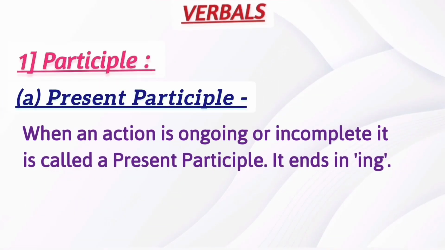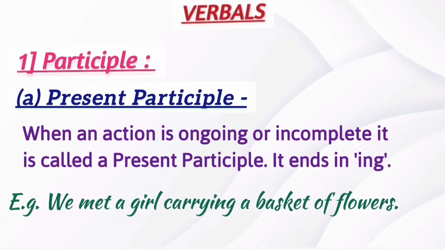When an action is ongoing or incomplete, it is called a present participle. It ends in ing. For example, we met a girl carrying a basket of flowers. In this sentence, the main verb is met and the word carrying tells us something about the girl and also the action performed by the girl. So the word carrying is acting as a verb as well as an adjective. Therefore, it is a participle and there is ing, therefore it is a present participle.